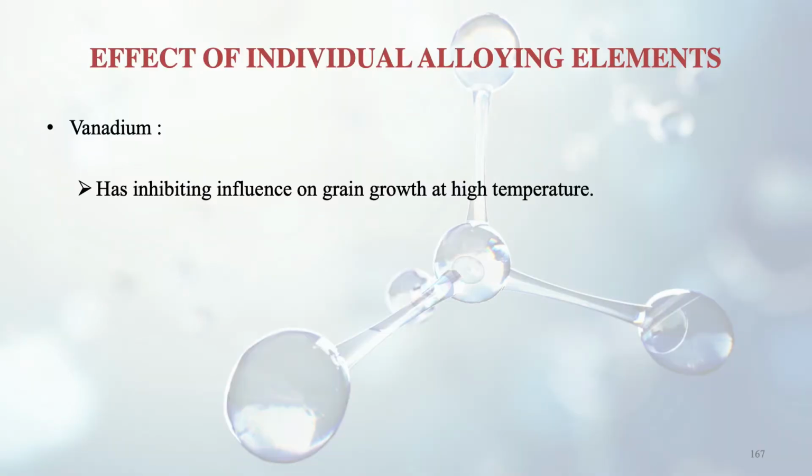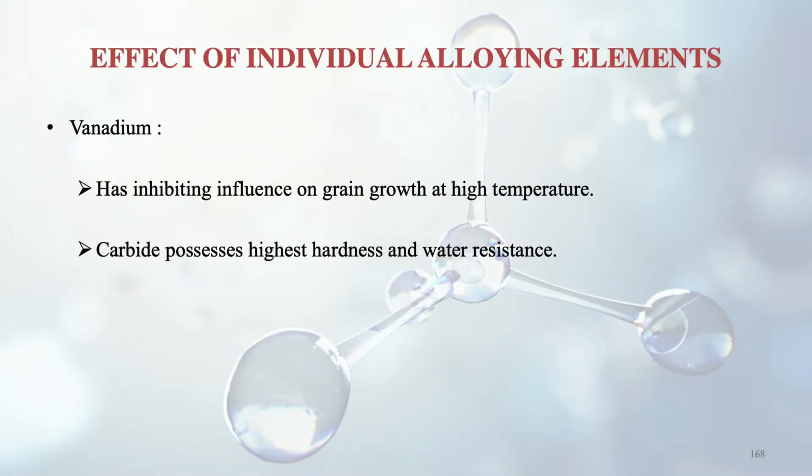Vanadium, what good and bad effects it has, we see here. It has an inhibiting influence on grain growth at high temperature. So at high temperature, grain growth will be lesser, that means nucleation will be more. Carbide possesses the highest hardness and wear resistance also. So if vanadium carbide is formed, then it is very hard and it will give us wear resistance also. So if we are making wear resistant products, then vanadium can be used as an alloying element.